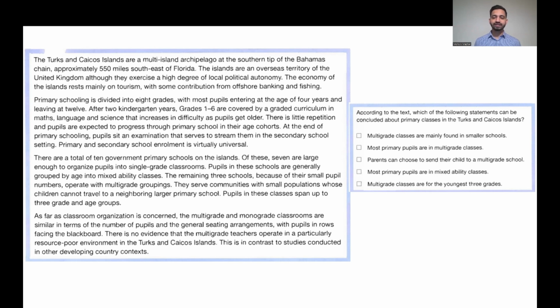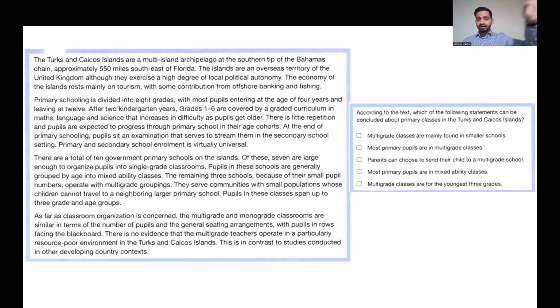Parents can choose to send their child to a multi-grade school. So we're going to talk about parents having a choice to send their child. And then most primary pupils are in mixed ability classes. So we'll have to see if something is mentioned about mixed ability classes. And multi-grade classes are for the youngest 3 grades. So we'll have to see if that's true as well. Is it only available for the youngest 3 grades?